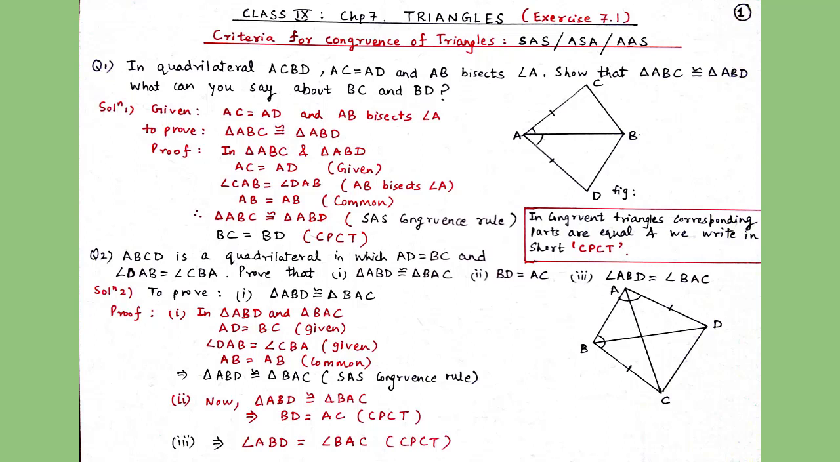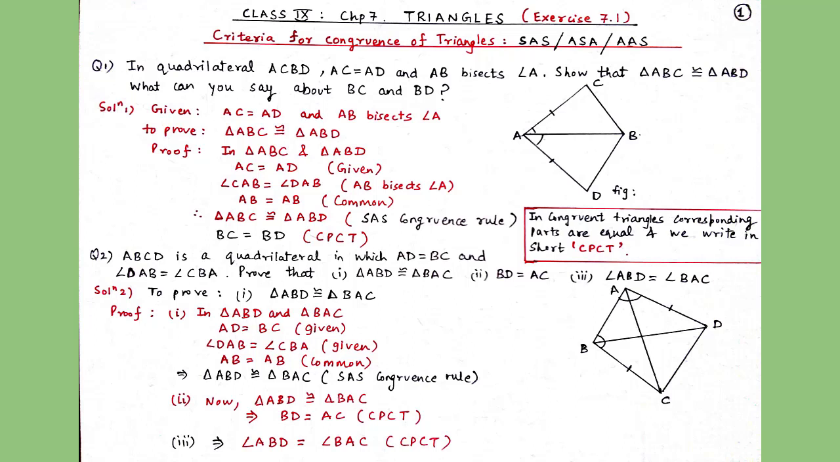And now our second question for today is: ABCD is a quadrilateral in which AD is equal to BC and angle DAB is equal to angle CBA. Prove that first, triangle ABD is congruent to triangle BAC, second, BD is equal to AC, and third, angle ABD is equal to angle BAC. According to the given figure, first we will prove that the two triangles ABD and BAC are congruent.